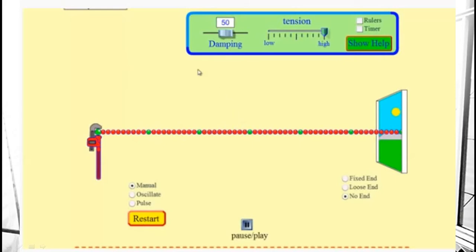Welcome back. Once again, we're going to use our PhET simulation to look at the relationship between frequency and wavelength and see if frequency and wavelength affect the velocity of the wave at all. You might be surprised by some of the results.